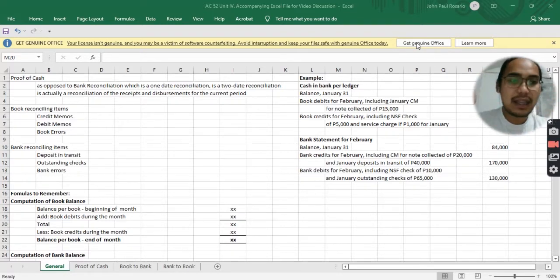So, when we say outstanding check, these are checks for withdrawal that have not yet been withdrawn. It doesn't mean that you are the one who withdrew, but it will be withdrawn by the people you have given your check to, like your suppliers or your other creditors.